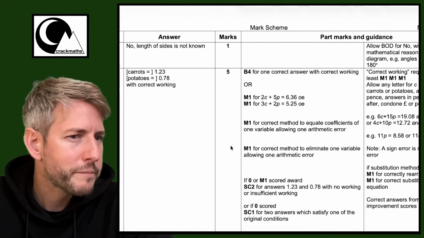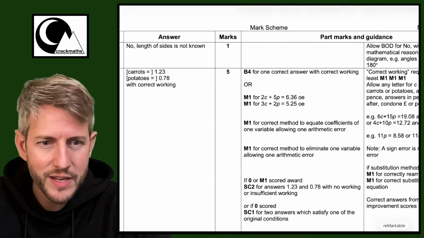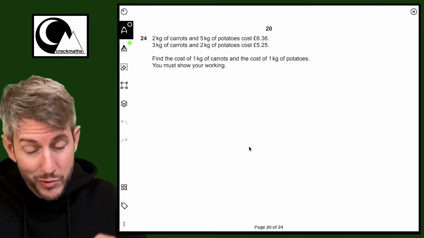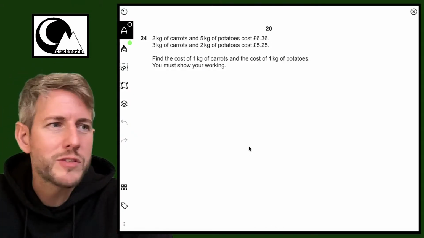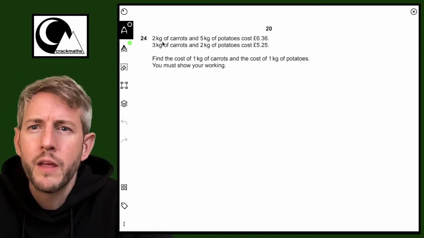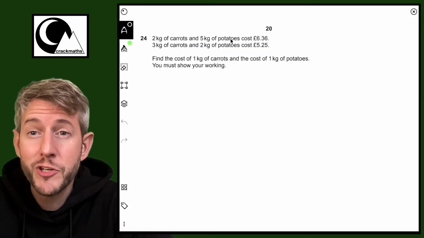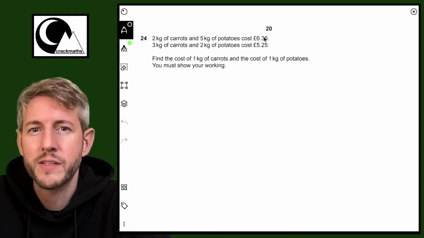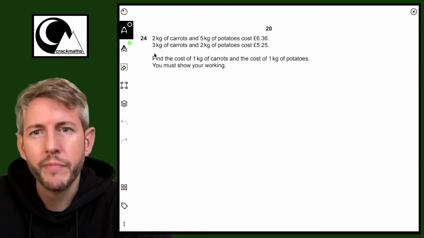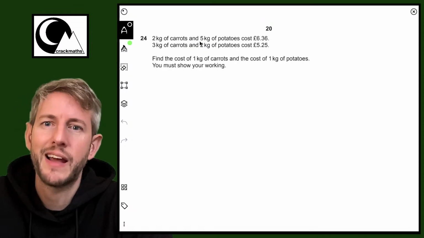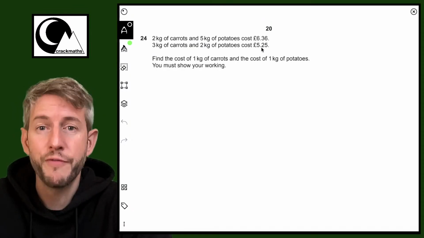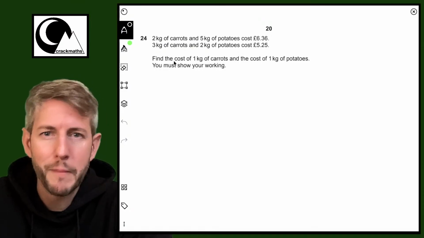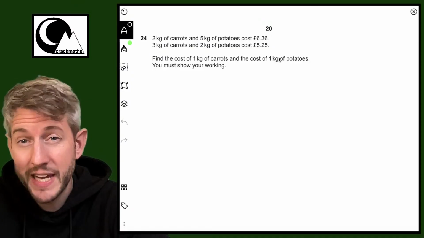Okay, right. Let's have a look at this next question here. We'll get on to page 20 of 24, so hopefully not too many left. Right, so this question here says 2 kilograms of carrots and 5 kilograms of potatoes cost £6.36. 3 kilograms of carrots and 2 kilograms of potatoes cost £5.25. Find the cost of 1 kilogram of carrots and 1 kilogram of potatoes.